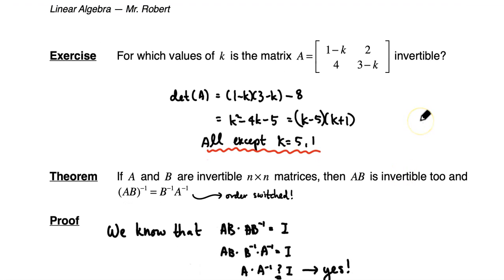For what values of k is this matrix here invertible? So we want to find the determinant and we want to avoid the determinant being 0. So as we expand and factorize again, we find that the determinant of A is equal to k minus 5 times k plus 1. So k needs to be anything except 5 and negative 1. It should be written negative 1 there.